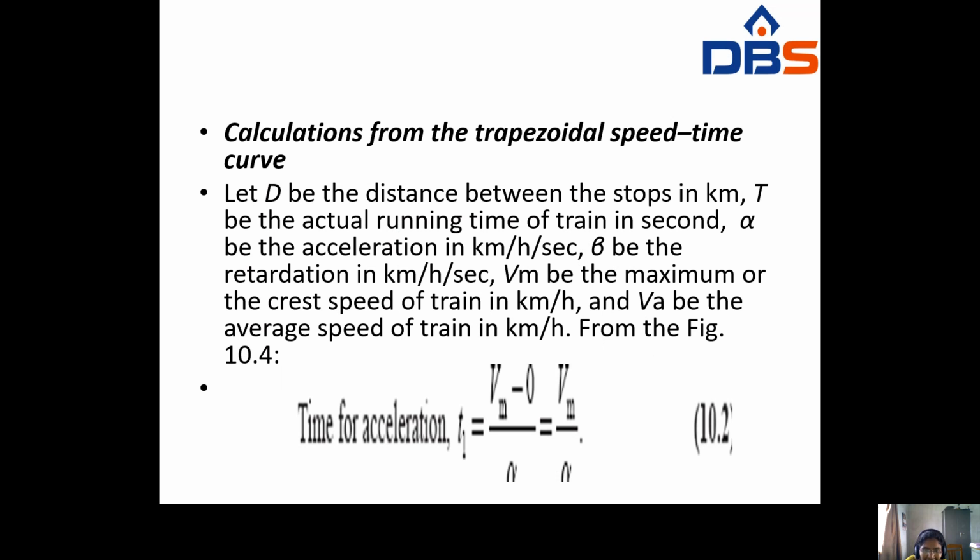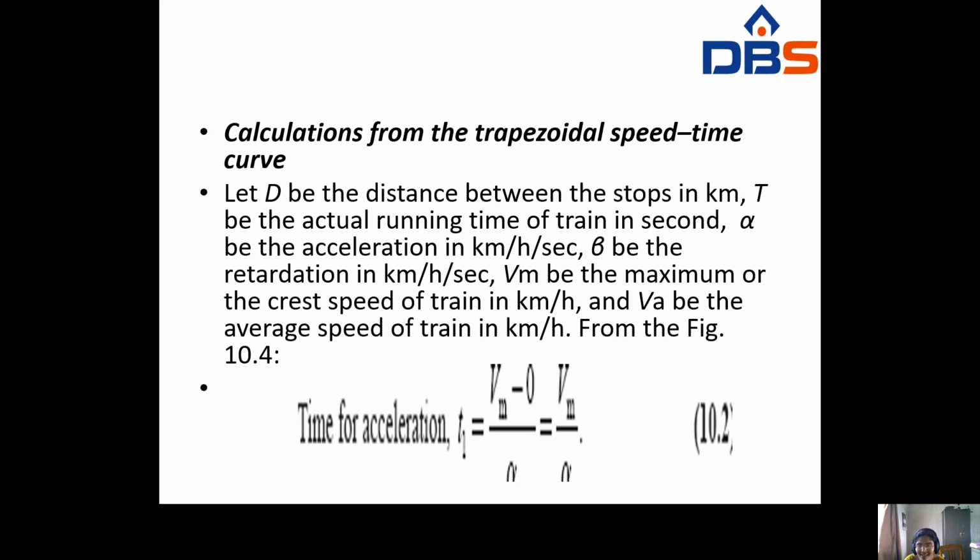Let T be the actual running time of the train in seconds. T means the actual time period, the time period for which the train will be running. So that time period is assumed as T. And let alpha be the acceleration.